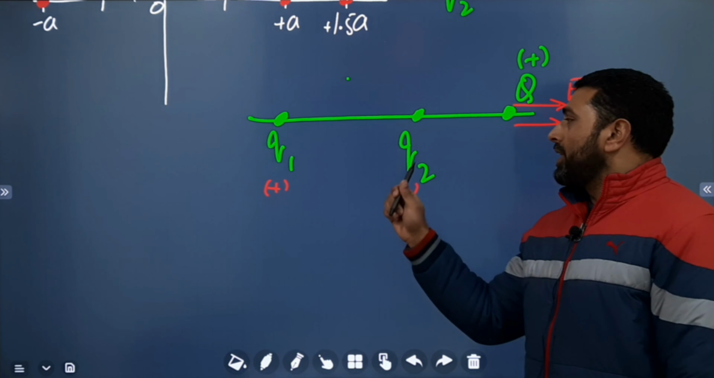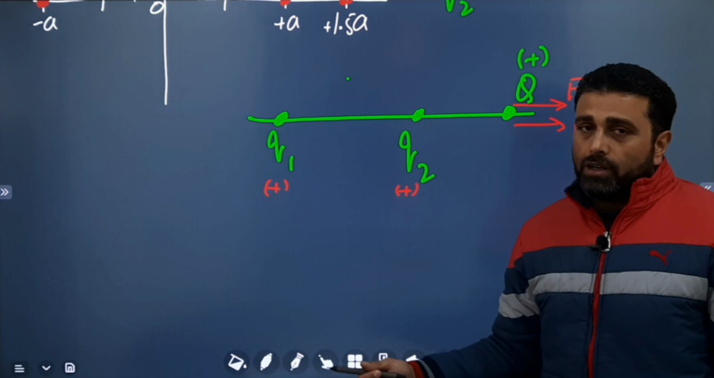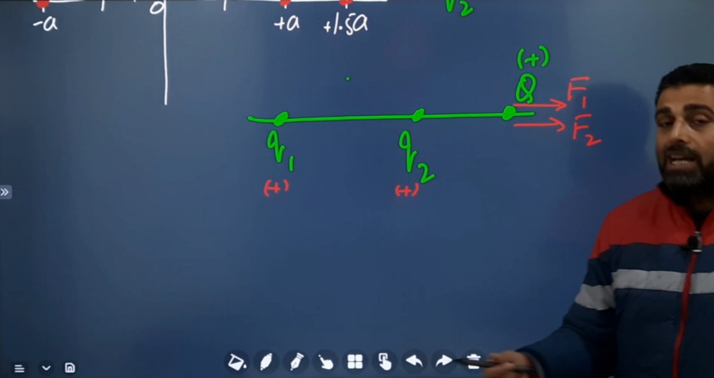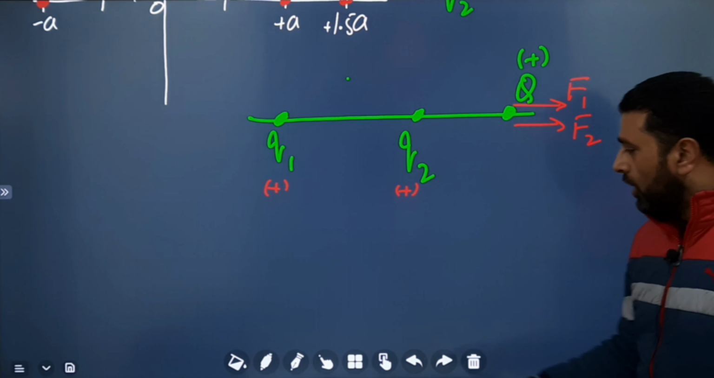So this time, Q1 and Q2 being like charges is not going to work. If Q1 is like Q2, it's not going to work because both forces are in the same direction, so they can't cancel out.